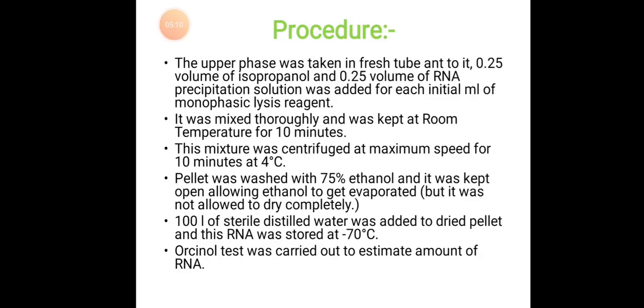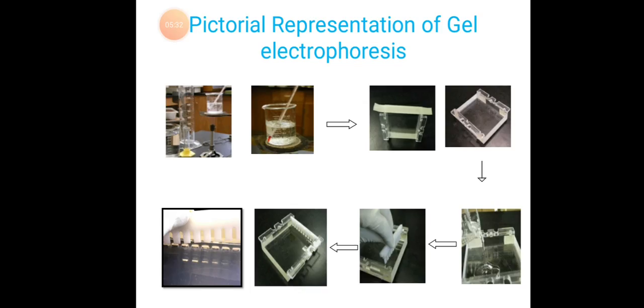Pellet was washed with 75% ethanol and it was kept open, allowing ethanol to get evaporated, but it was not allowed to dry completely. 100 microliters of sterile distilled water was added to dried pellet and this RNA was stored at minus 70 degrees Celsius. Orcinol test was carried out to estimate amount of RNA.